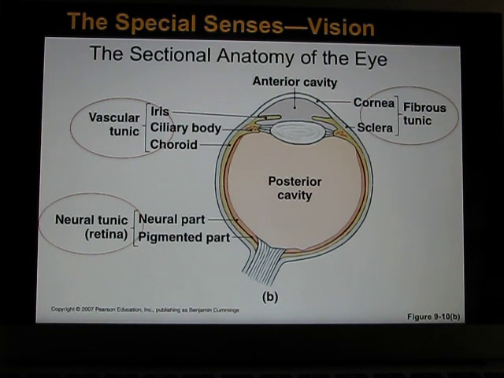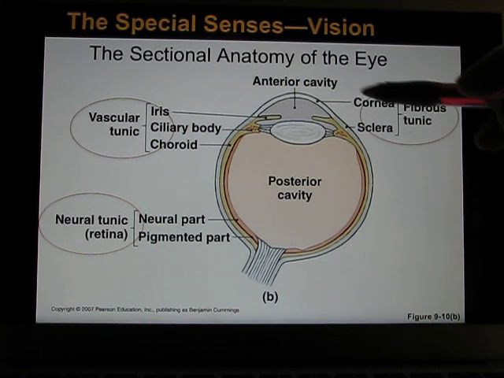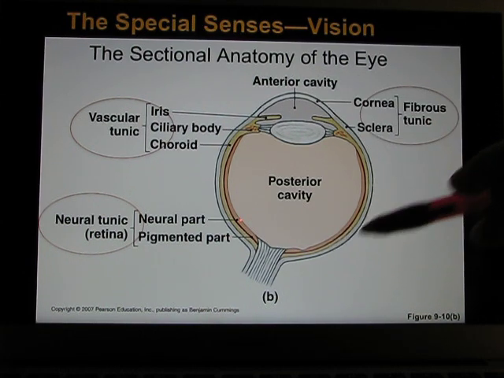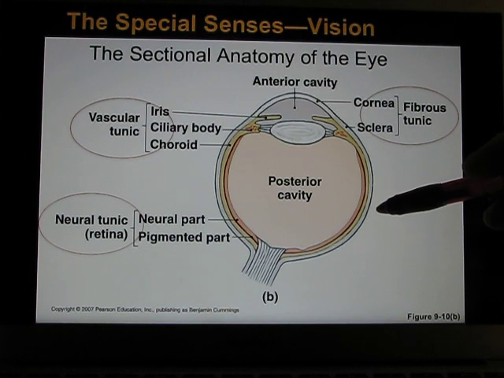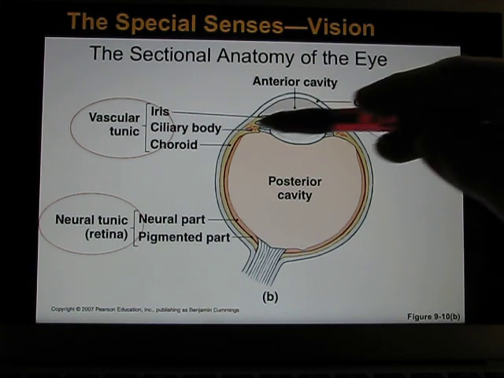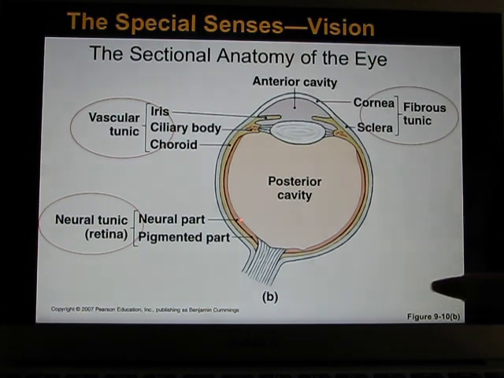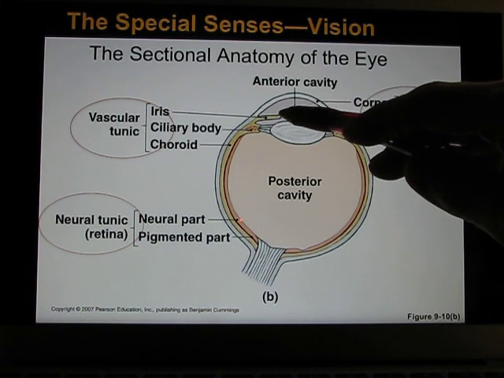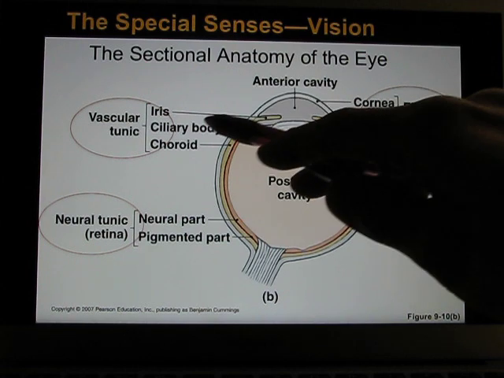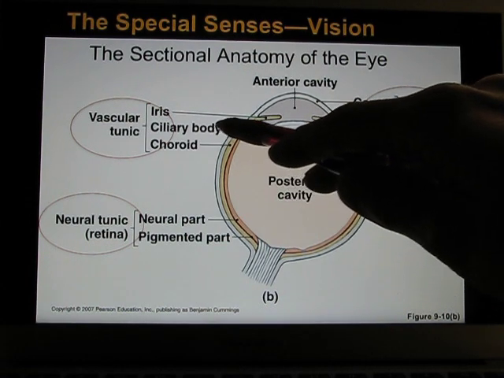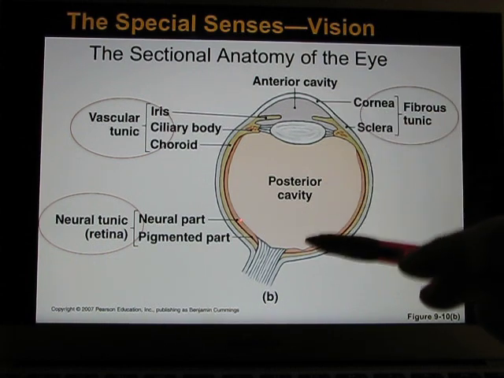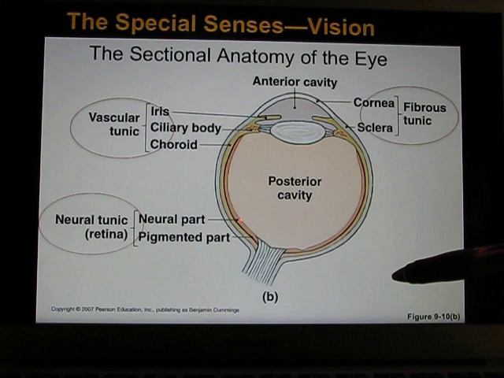These slides show you those 3 layers. The outer layer, the fibrous tunic, includes the cornea, the transparent part, and the sclera. The sclera is the tough opaque layer that protects the eyeball structure. The second layer is the vascular tunic. You have the iris, which gives you the eye color and also provides the opening called the pupil. And the ciliary body is the muscle that pulls the lens and changes its curvature, so you are able to see objects close or far away from you.